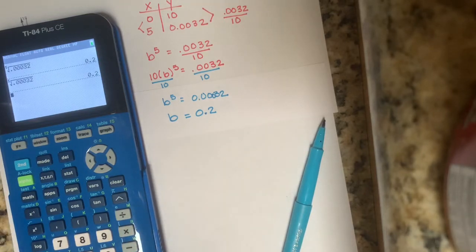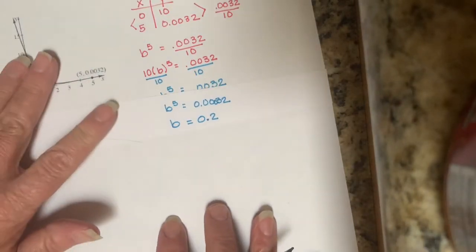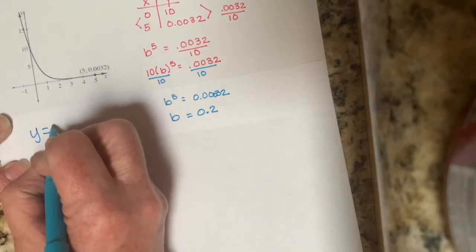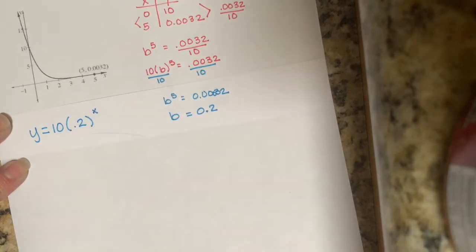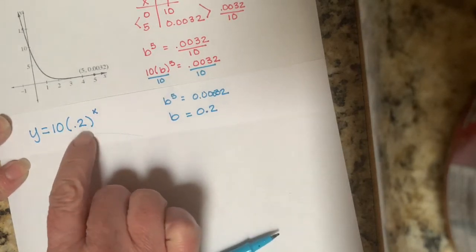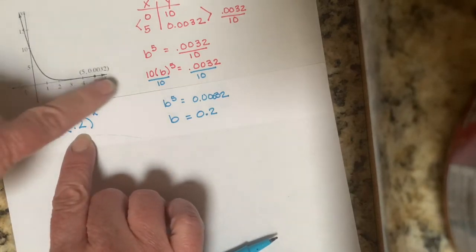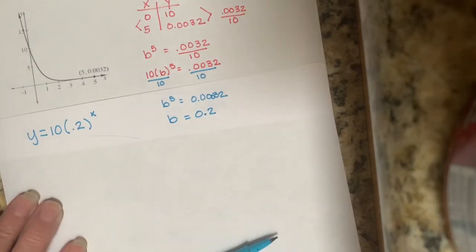Okay, so that brings us to the question. It says now use the values a and b to write the equation of the graph. So the equation of this graph, we knew that a was 10, and now that we know that b is 2/10, so y equals 10 times 2/10 to the x power. And again, it's really great to double check. Notice that this number here is between 0 and 1, and we had a graph of exponential decay. So those do match up.